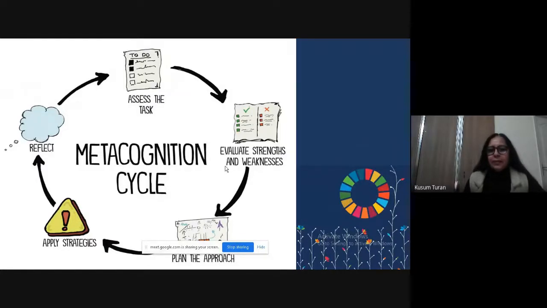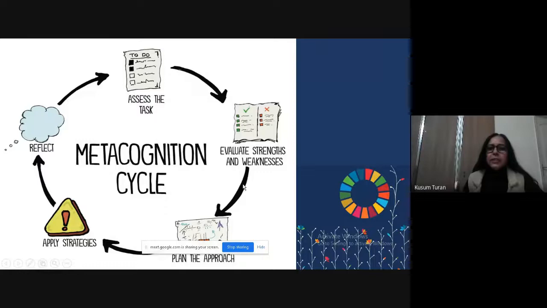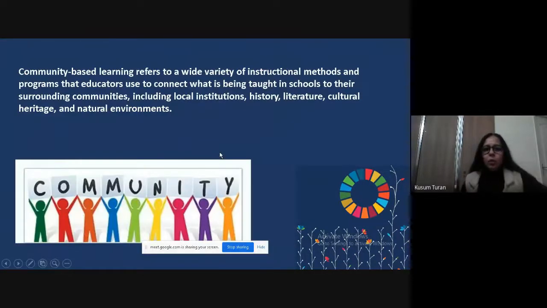But somebody might have applied some thinking process to bring them into education. So that is metacognition. So assess the task, evaluate strengths and weaknesses, plan the approach, apply strategies, and reflect. This is the metacognition cycle that works for achieving any target, and it can be applied in achieving the global goals. Another approach that I look for is community-based learning.